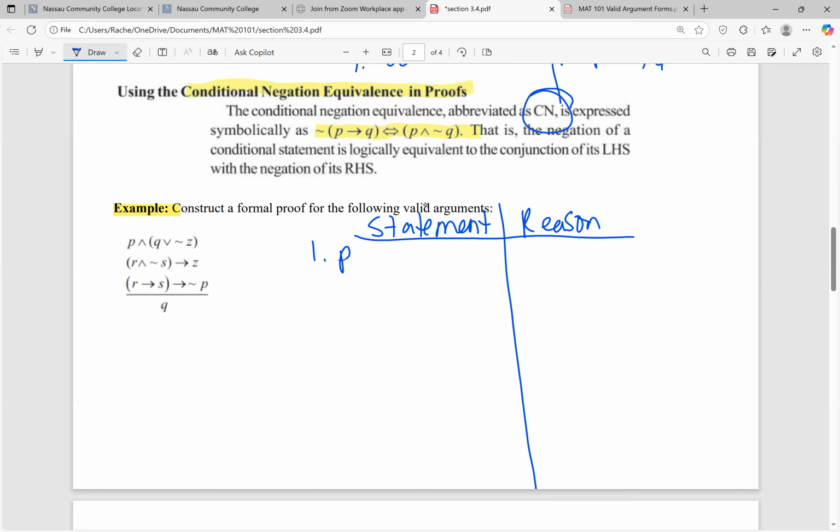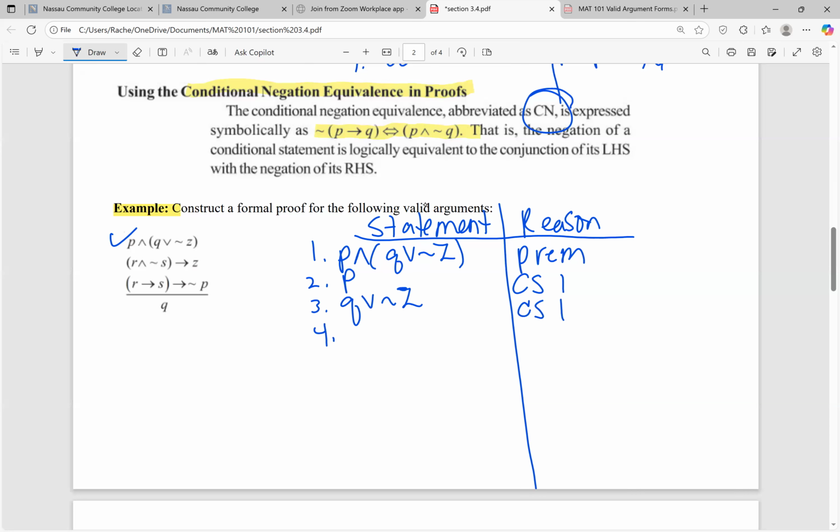So let's list P and Q or not Z. That's my first premise. And then I'm going to state that P is true, because of the conjunctive simplification for statement 1. And then you never know if you're going to need the other side as well, so I would also write the other side. It's okay if you have an extra statement in there that you showed was true but didn't necessarily need for the proof. So I'm going to say, okay, Q or not Z is also true because of the conjunctive simplification of statement 1.